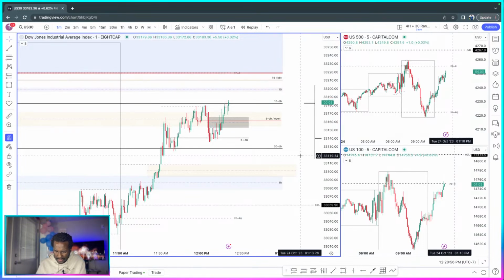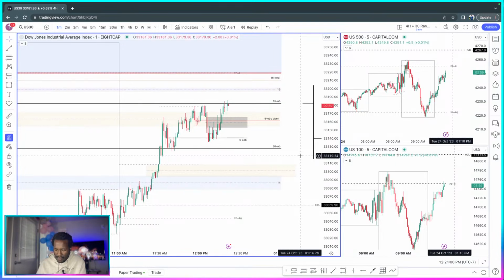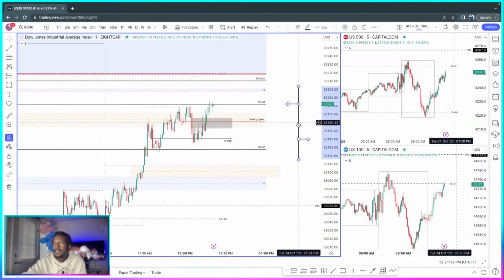Look for a setup and then only trade when you see that setup. I hope that makes sense, because it does.